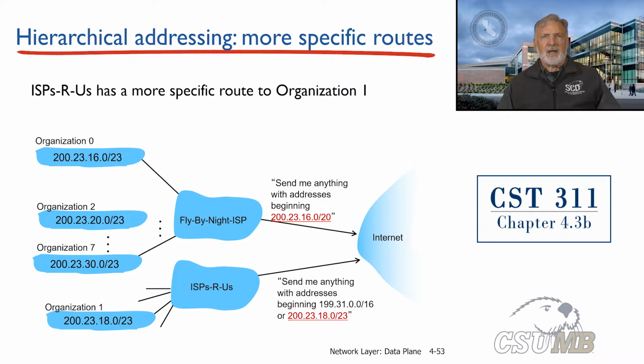Even though routes can be aggregated, more specific routes can still be used. In the diagram, notice that ISP's R.S. is advertising Organization 1's address block, when that block is part of a larger block advertised by Fly-By-Night ISP. In general, the more specific route, the one with the longest matching prefix, will be chosen.